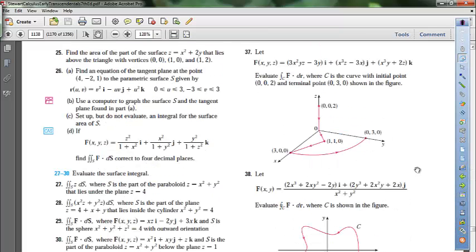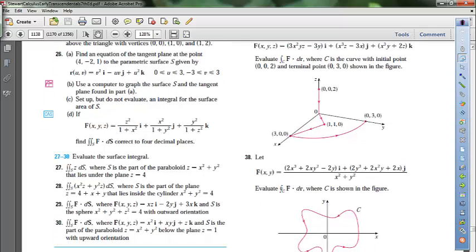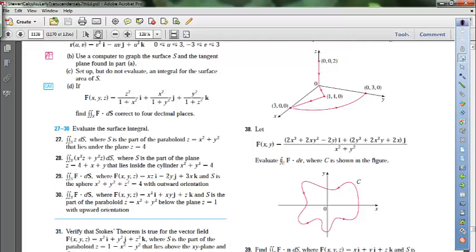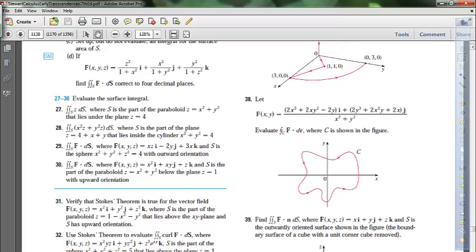By the way, this one, number 38, I would probably be thinking about using Green's theorem. It's a closed curve, and then we have an area, although finding the area double integral there looks like it might be difficult. But I wanted to look at number 39.